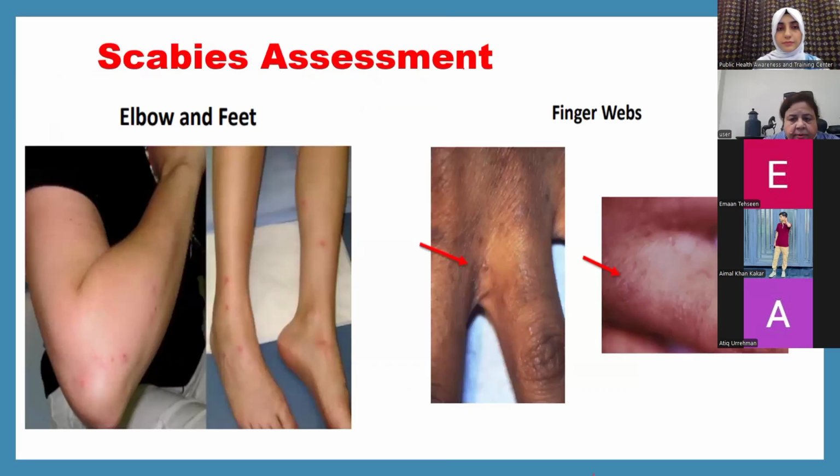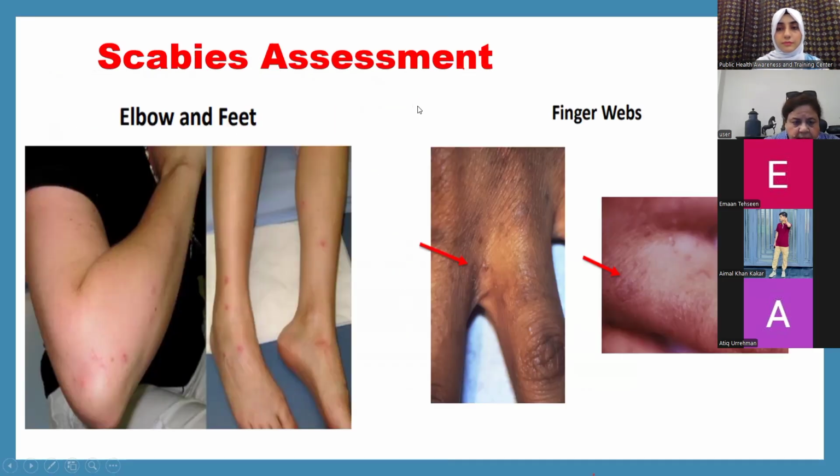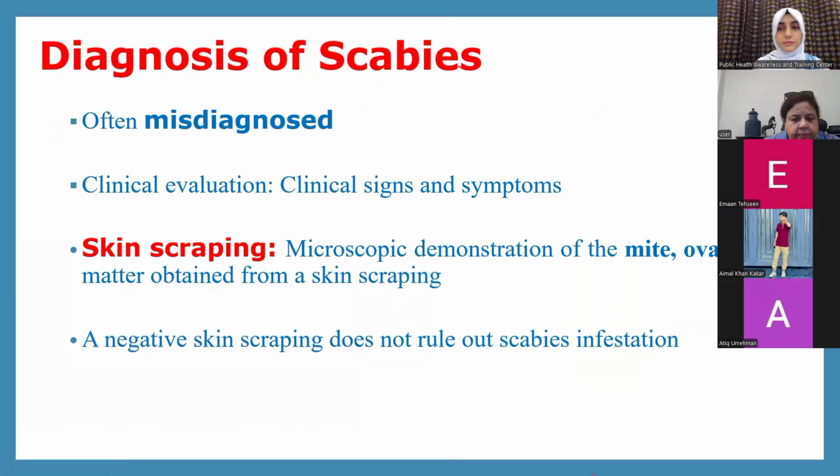See the scabies on the fingers, elbows, and feet. How does it look? Dark brown, light brown, shaded, it makes tunnels, rashes, and bumps in the folding areas of the body and finger webs.